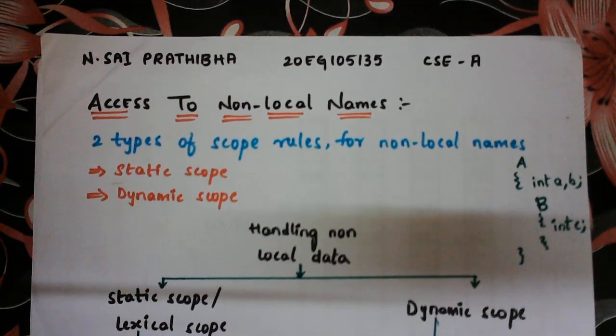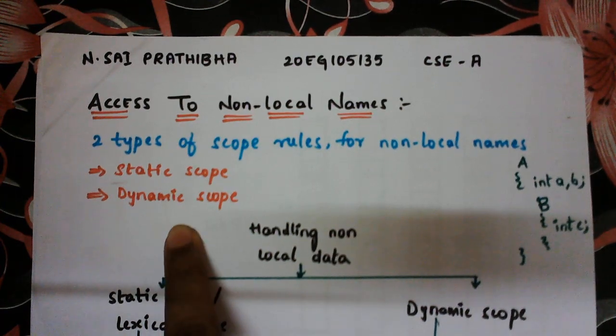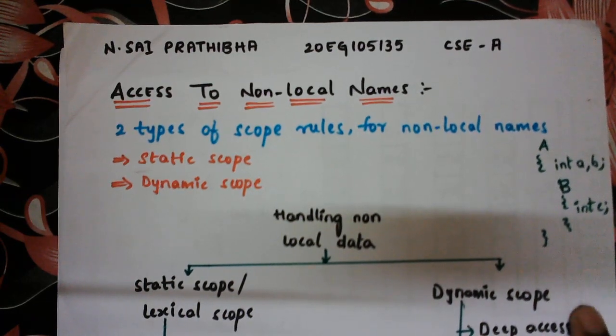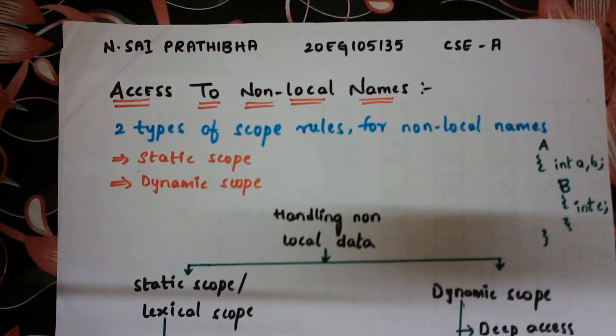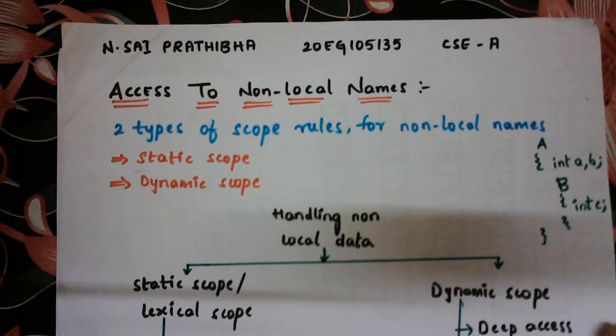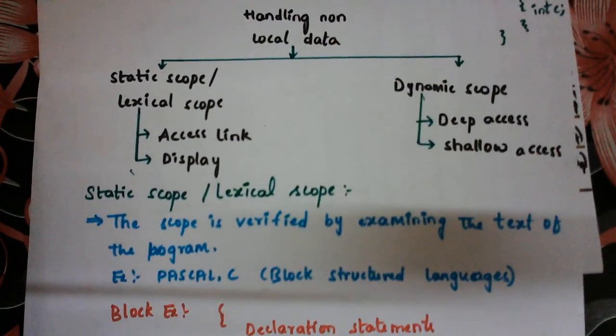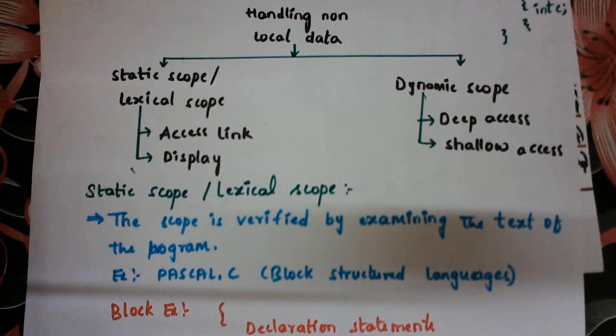So there are two types of scope rules for non-local names, that is static scope and dynamic scope. Static scope shows the scope of a variable at compile time, and dynamic scope shows the scope of a variable at runtime. So there are two methods in which we can define a scope. In static scope, they are access link and display. In dynamic scope, we have deep access and shallow access.